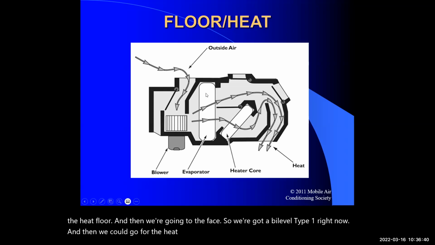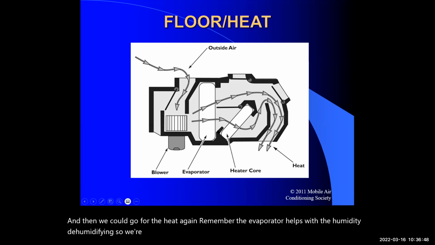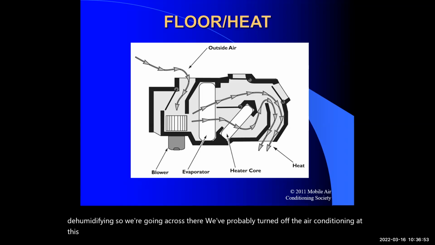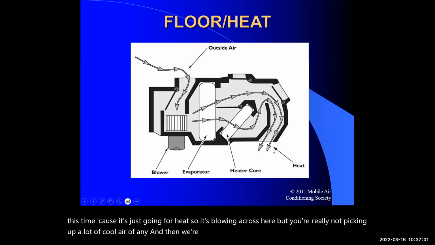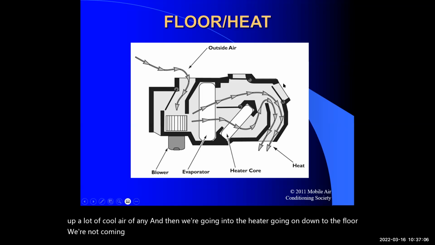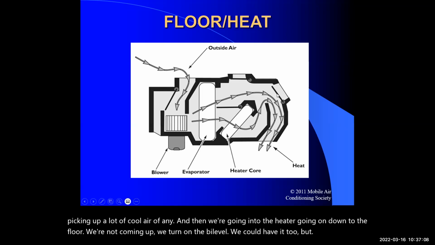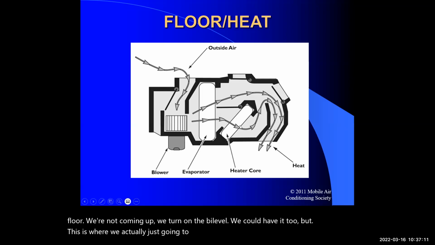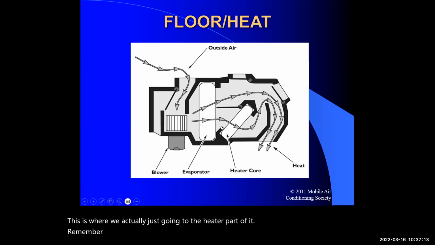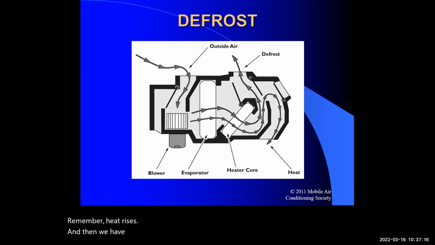Again, remember the evaporator helps with the humidity, dehumidifying. So we're going across here. We've probably turned off the actual air conditioning at this time because it's just going for heat. So it's blowing across here, but you're really not picking up a lot of cool air, if any. And then we're going into the heater, going on down to the floor. If we turned on the bi-level, we could have it too, but this is where we're actually just going to the heater part of it. Remember, heat rises.